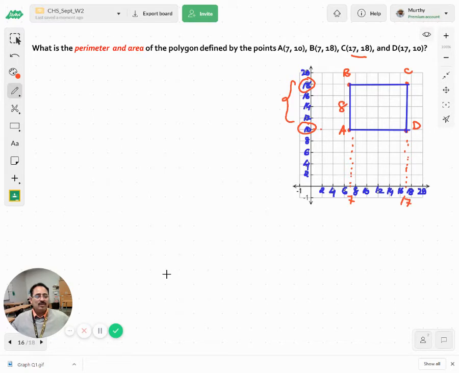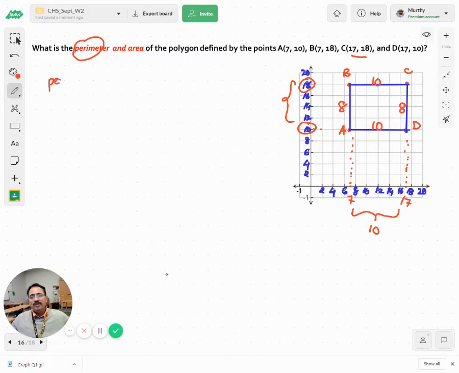This is what is given in the question. So 7 through 17, how many units? Pause the video for a moment and think of it. 7 through 17, yes, it is 10 units. Therefore, I know that this is 10 units, this is 8 units. The opposite sides are equal in a rectangle. Therefore, the question is perimeter.